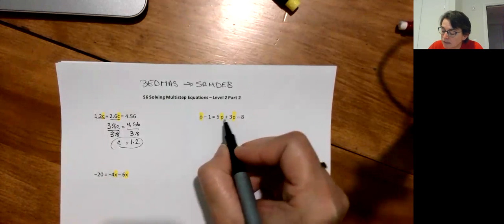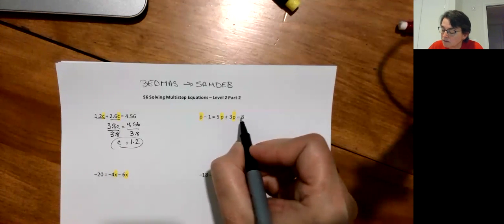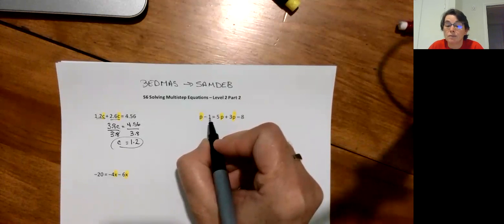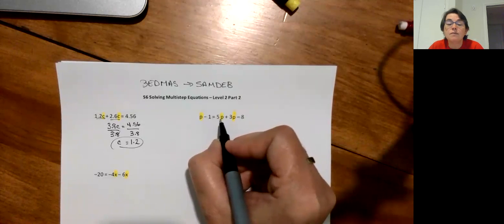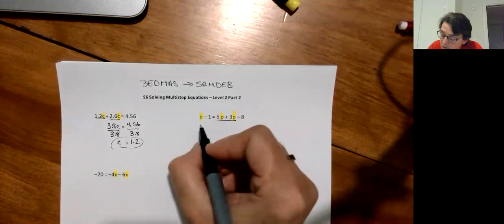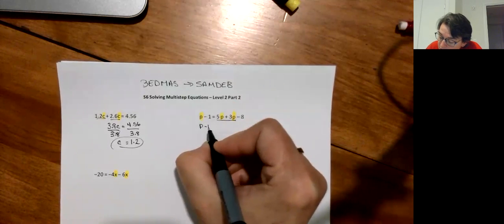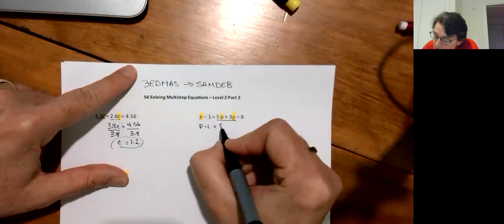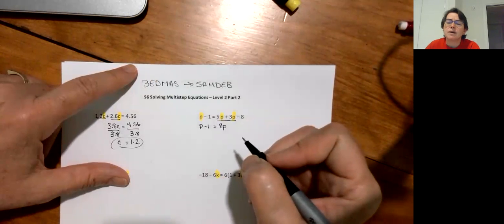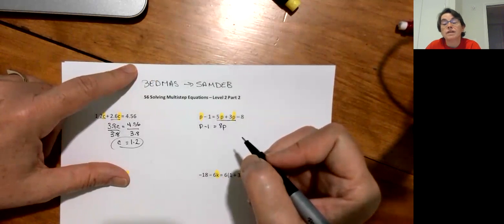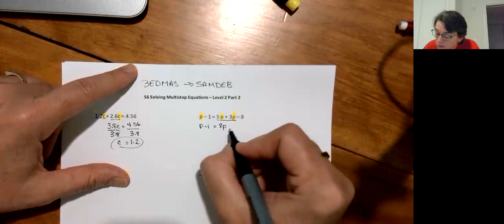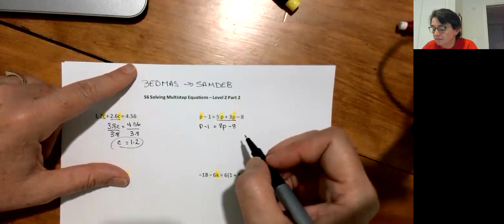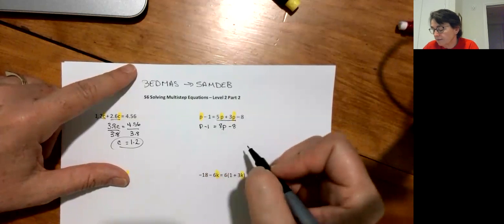So we got p minus 1 is equal to 5p plus 3p minus 8. All right, so on this side, p minus 1, those are not like terms, so I cannot put them together. But on this side, I've got 5p and 3p, so I can put those together. So p minus 1 is equal to 5p plus 3p is going to be 8p. Notice it's not p squared. You're just adding them together. So when you add, they have to be like terms and the variable doesn't change. Minus 8. Okay. So now I can't put these together.